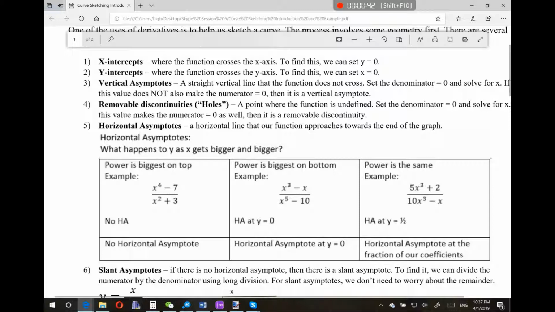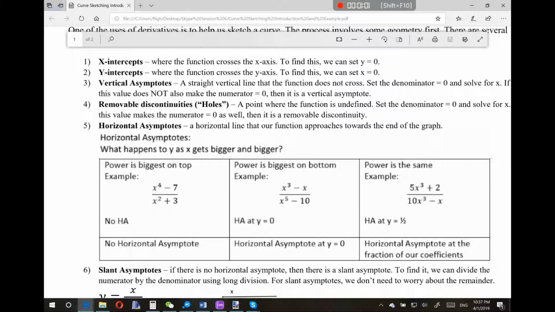Removable discontinuities are holes. These are when the denominator is equal to 0 but the numerator is also equal to 0 at the same point, which means we can get rid of the problem. Removable discontinuities, when you're graphing them, look like a line with a hole in it. A vertical asymptote is an infinite discontinuity.